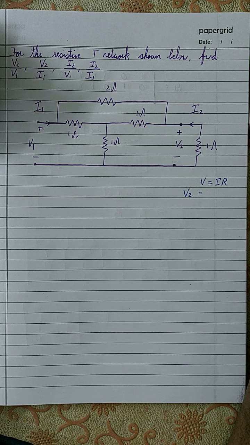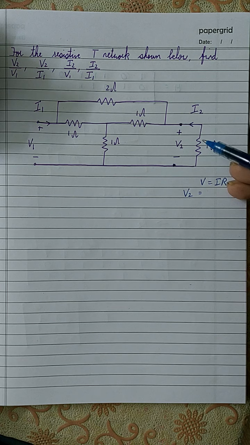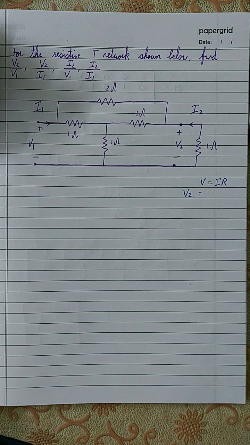So according to Ohm's law, we can write the equation V is equal to IR. What is V over here? V is of course V2. But what about I? We know that the current through this 1 ohm resistor is I2. So what is the value of I over here?